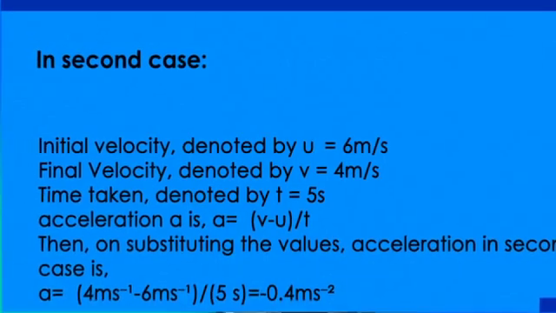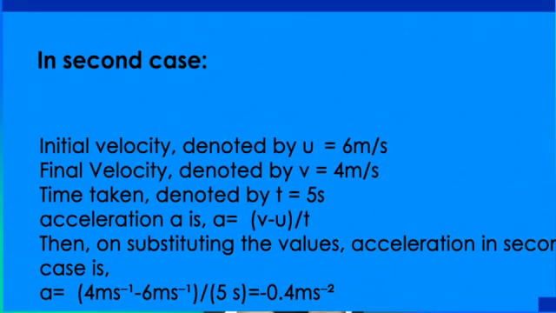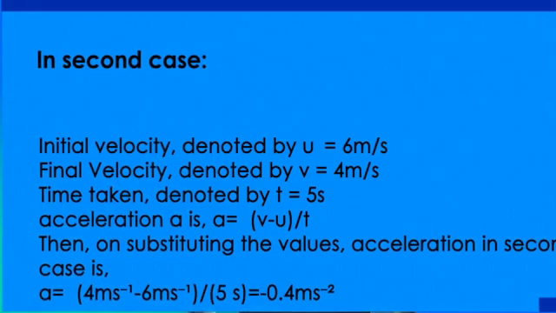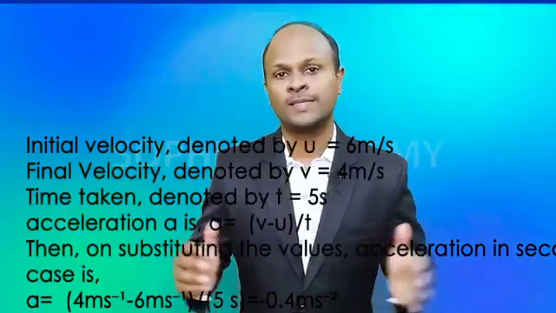In the second case, initial velocity is given by u equal to 6 meter per second. The final velocity is given by v equal to 4 meter per second. Time taken t equal to 5 seconds. The acceleration a is given by the equation a is equal to (v minus u) by t. Then on substituting the values, the acceleration is given by a equal to minus 0.4 meter per second square.